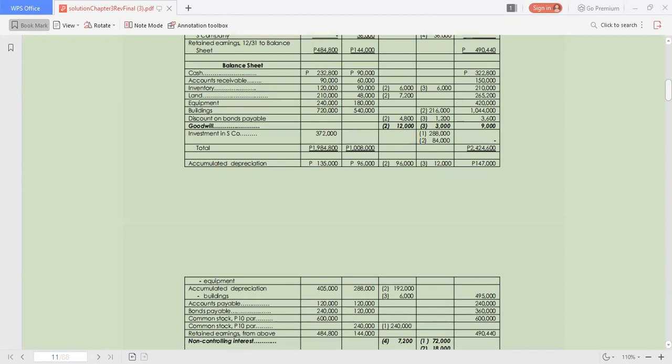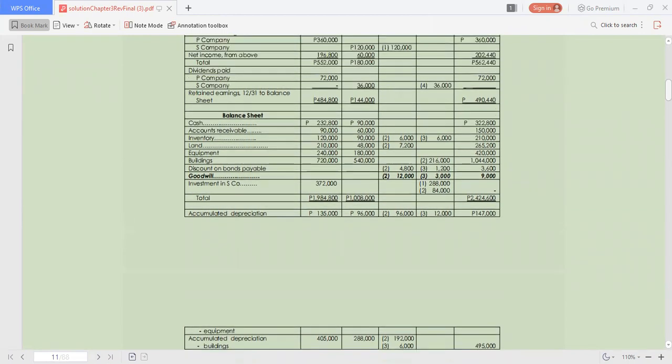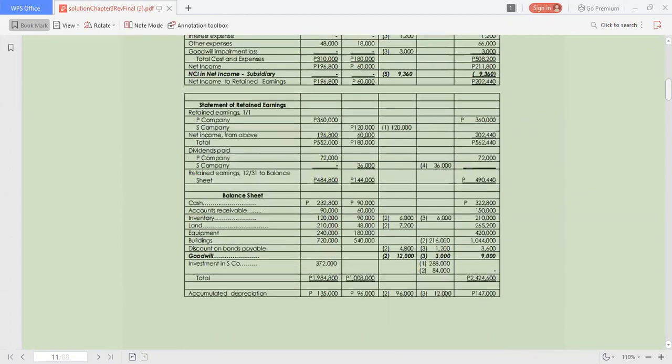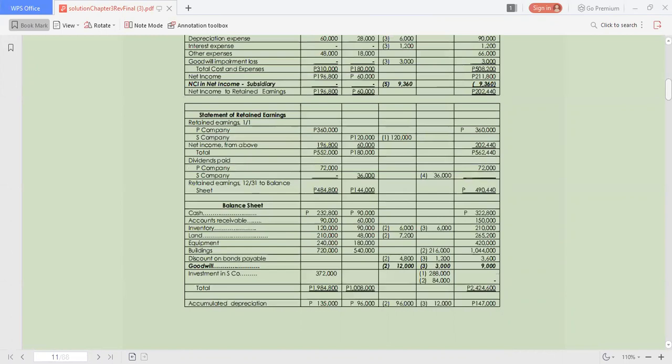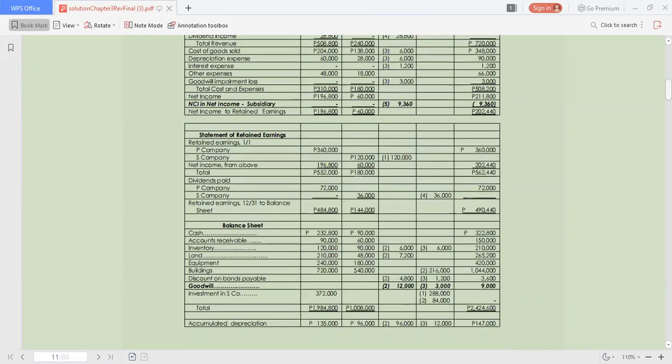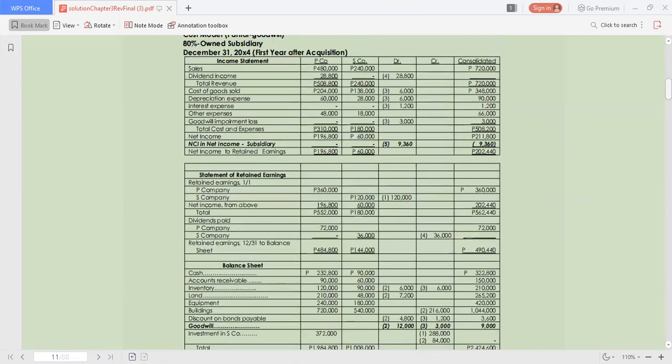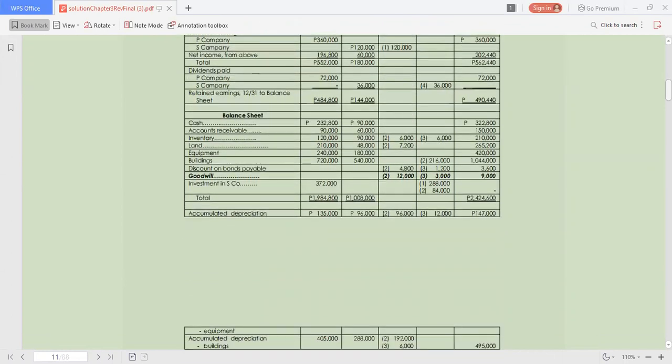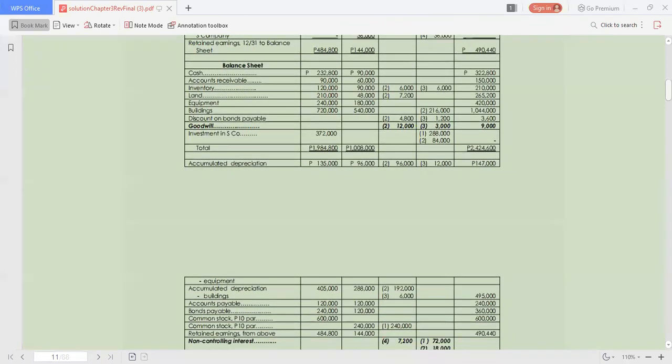So again, let's try to trace the entries in the work paper for the adjustments and eliminations. Now the entry for number 1, that's an elimination entry, debiting S company, eliminating S company retained earnings. So that's number 1 for a debit of 120,000. That's for S company.